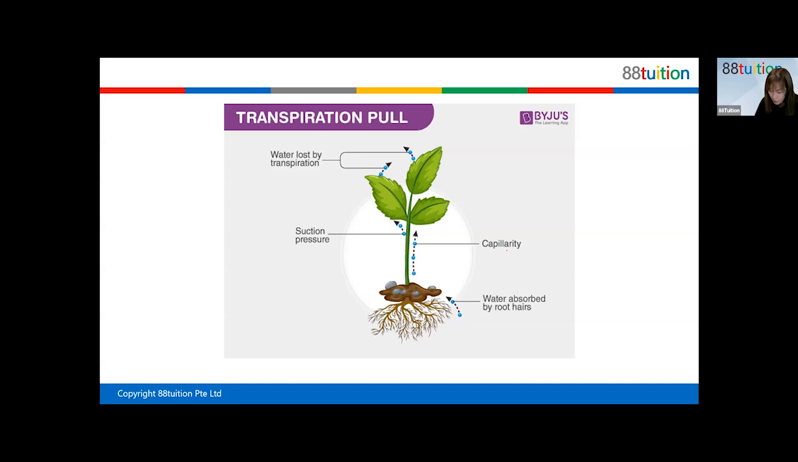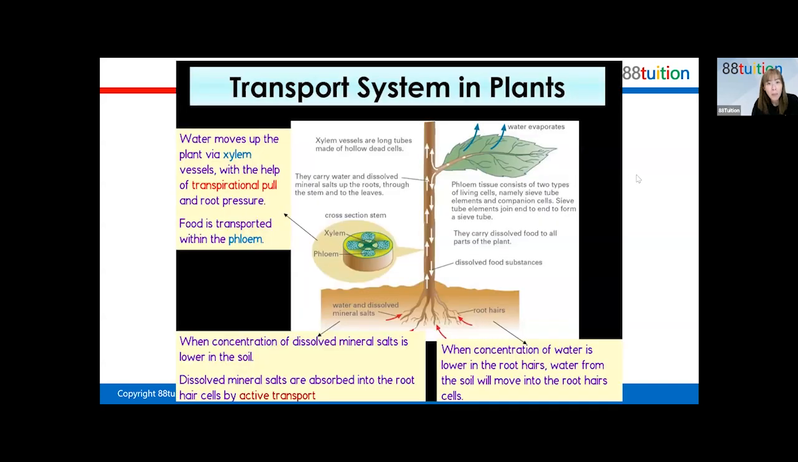And then capillarity is part of it, but you are not learning it at Sec 2 level. But water absorbed by the root hair, you need to know this, because one of our questions actually addressed this, and I will bring this back to you again later on. So this is how it happens. This is the transpiration pull. Okay, so transport system in plants. Very quickly, let's look at this.